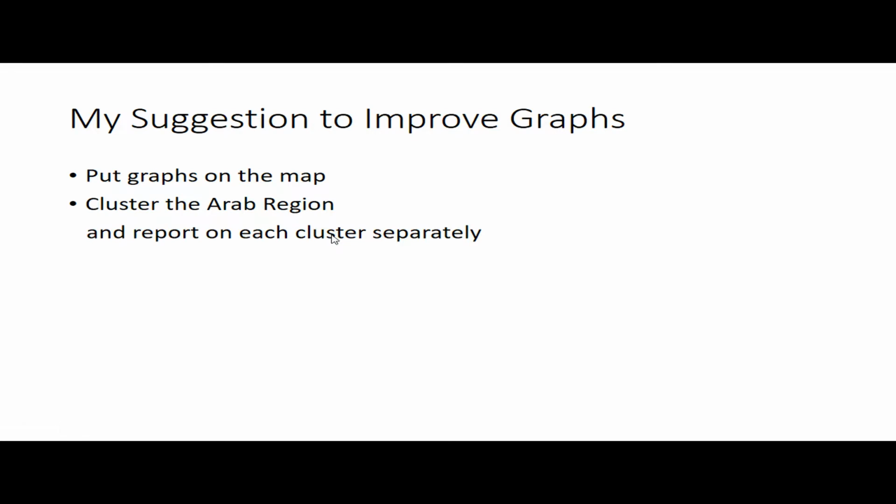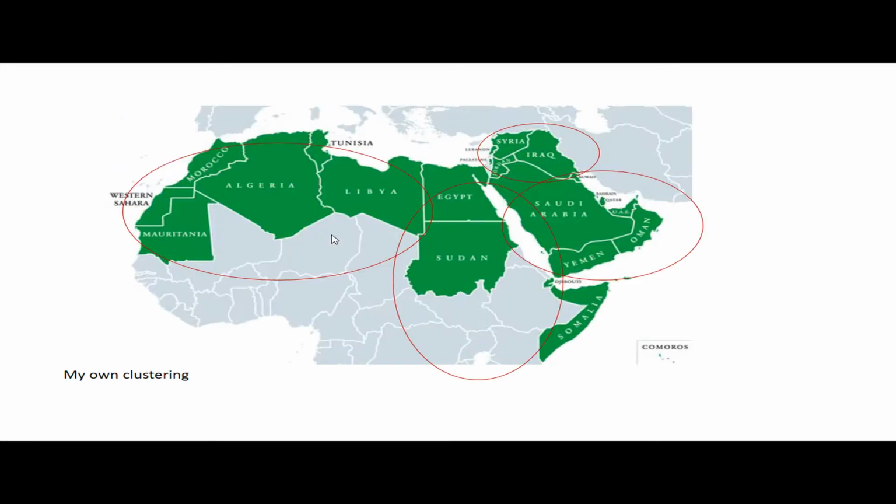My suggestion to improve the graph at the beginning of the session is to put the graphs on a map, if we have software like a Geographic Information System or other available sources. Some of them are open source. Or to cluster the Arab regions and report on each cluster separately. My suggestion for clustering is this. I will use part of North Africa, including Libya, Tunisia, Algeria, Morocco, and Mauritania. I use Egypt, Sudan, and Somalia in one cluster, then the Gulf countries in one cluster, and El Sham, or Syria, Iraq, Jordan, Lebanon, and Palestine in one cluster.